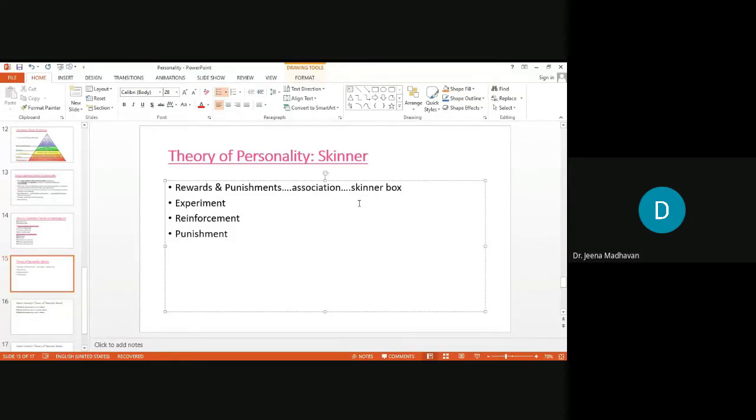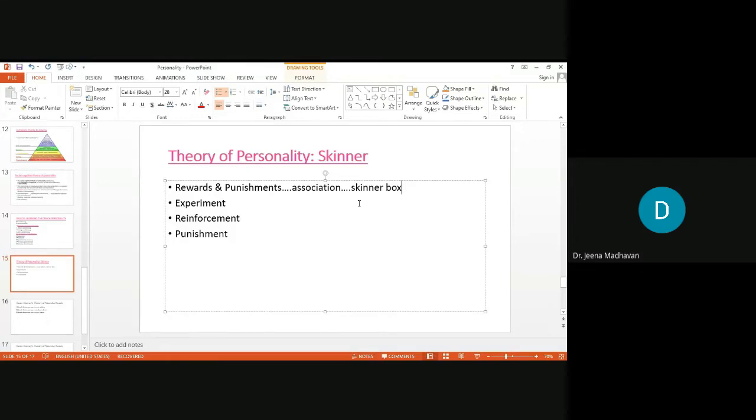So inside the Skinner box, the rat was placed inside, and the Skinner box consists of two buttons, one blue button and one red button. When the rat presses the blue button, what happens? The rat receives a food pellet as a reward.